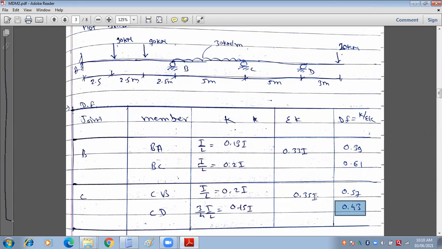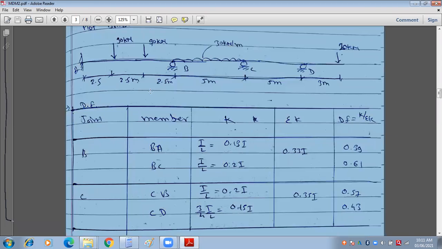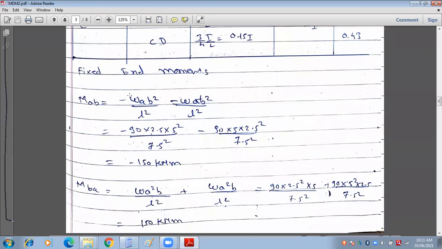Once we have calculated the distribution factors, the next step is to find out the fixed end moments. We have to assume that these ends are fixed, and find out the fixed end moment values for that particular beam. Now let us consider the span AB.